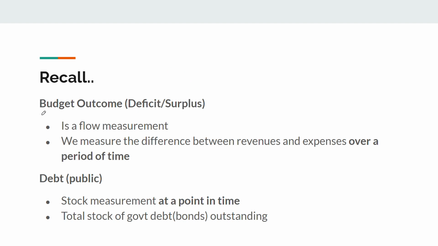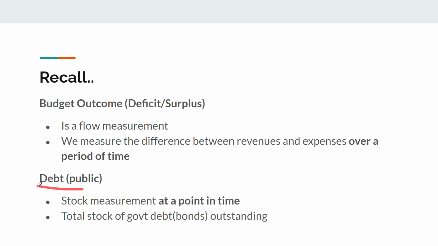A couple of things to remember when we're looking at the budget outcome, or the underlying cash balance. First of all, it's a flow measurement. Remember this from Unit 3, Outcome 3. A flow measurement measures changes over a period of time. In this case, we're looking at over a financial year. So we're basically measuring the difference between revenues in and expenses out over the financial year.